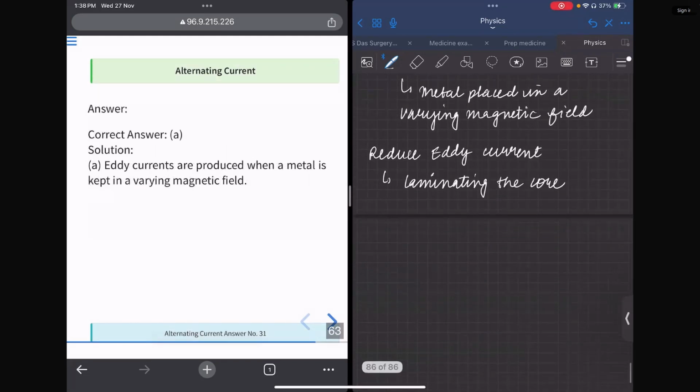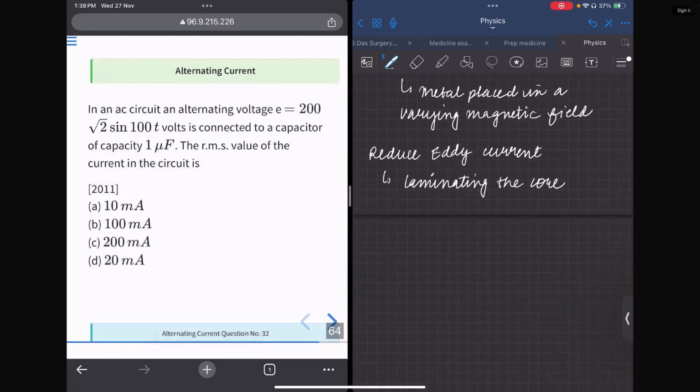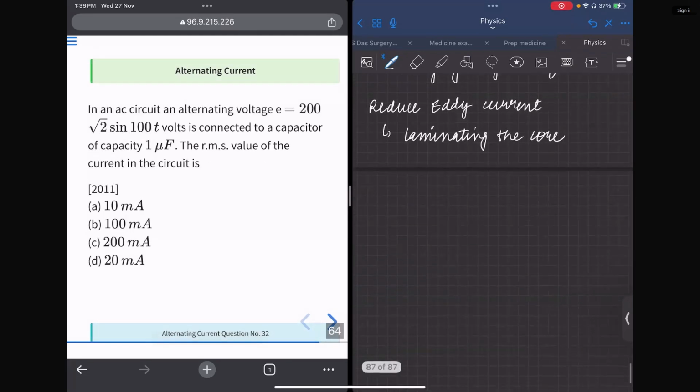So eddy currents are produced when a metal is kept in a varying magnetic field. Moving on to the next one, we have question number 32, which is E is equal to 200 root 2 sine 100 t volts, and it is connected to a capacitor.